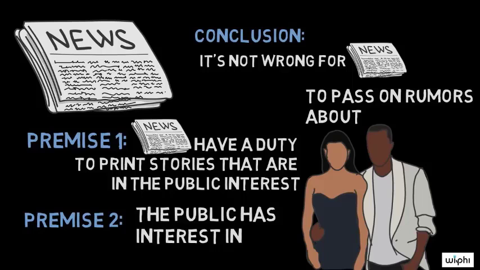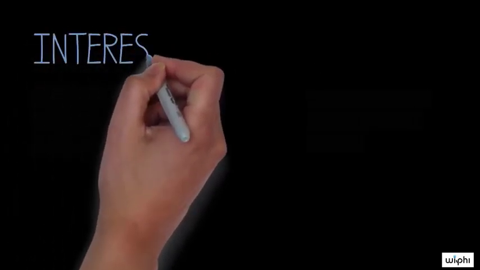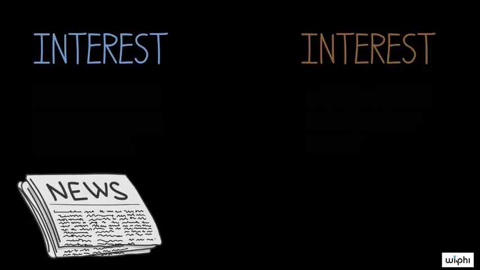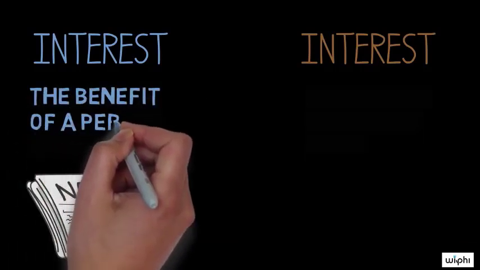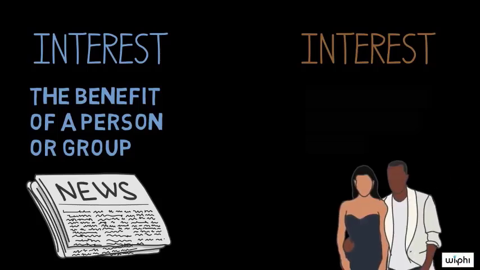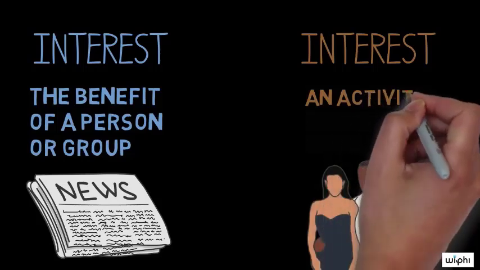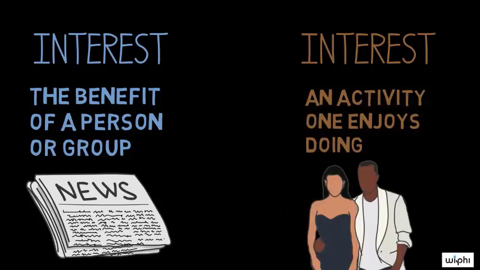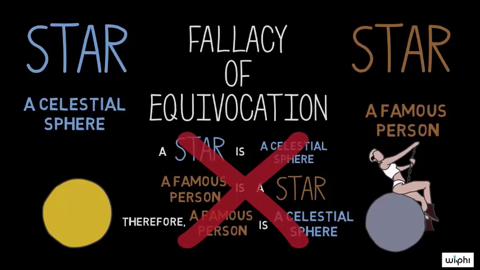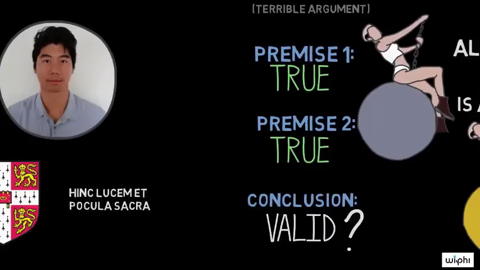As with our Miley Cyrus example, this argument appears to be valid. But is it actually? The key term that shows up in both premises of this argument is interest, so let's focus on how it is used. In the first premise, interest is used to mean the benefit of a person or group, like in the sentence, "It is in your interest to keep your bank account information private." In the second premise, interest is used to mean an activity one enjoys doing, like in the sentence, "My interests are swimming, hiking, and reading." Since the meaning of the term interest has shifted between the first and second premises, this editor has committed the fallacy of equivocation. His argument isn't valid.